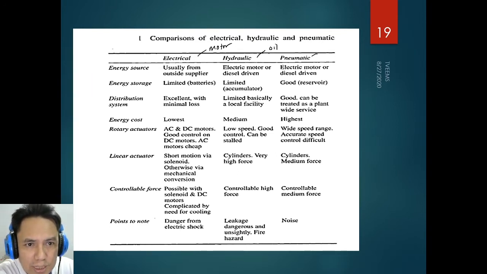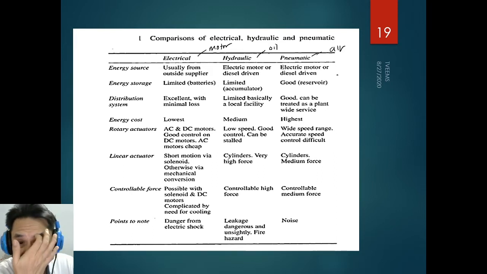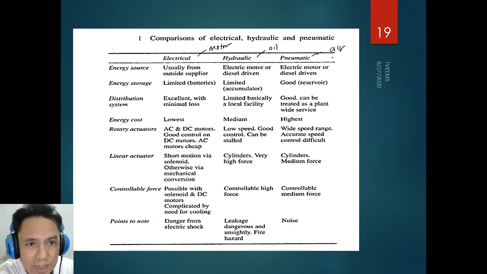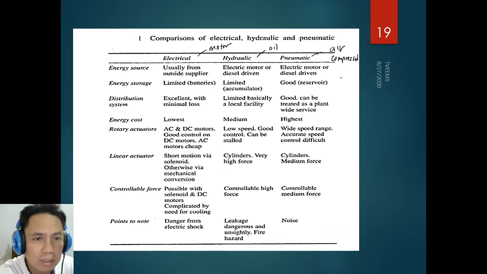So pneumatic is the branch of fluidics that makes use of air, and not just ordinary air. It is compressed air, compressed. So meaning it is not the air that we feel in the atmosphere or in the wind. That is not the pneumatics that we're talking about here. It is the compressed air.